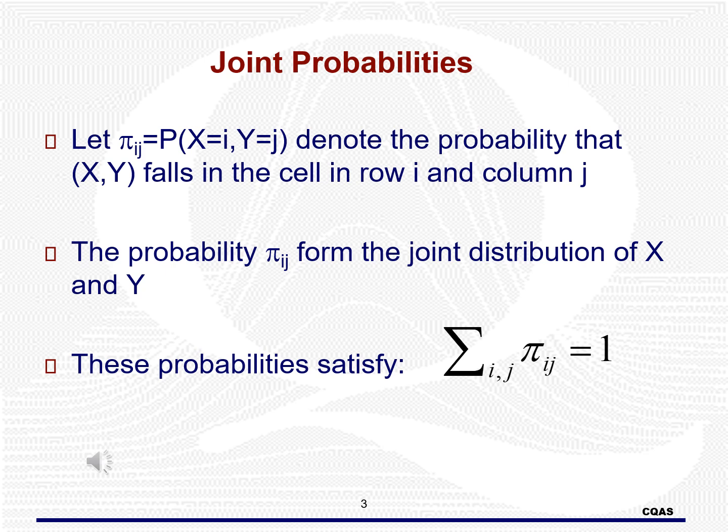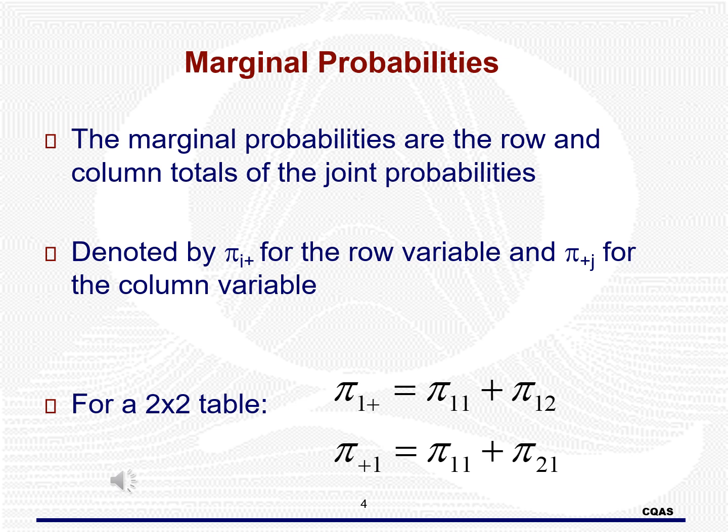Now let's discuss the marginal probabilities. The marginal probabilities are the sums of the probabilities across the rows and down the columns. We will denote them as pi sub i plus for the rows and pi sub plus j for the columns. Examples of these for a 2x2 table are given in the slide.